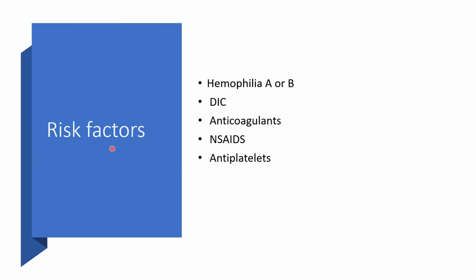Still on risk factors, people with hemophilia A or hemophilia B will have problems with bleeding, as with disseminated intravascular coagulopathy, and anyone on medications like anticoagulants, non-steroidal anti-inflammatory drugs, or antiplatelets. Don't worry, I'll go into the list of more medications in a bit. Anyone having all this, we have to have a clotting profile done, then even a liver function test done, and so on.